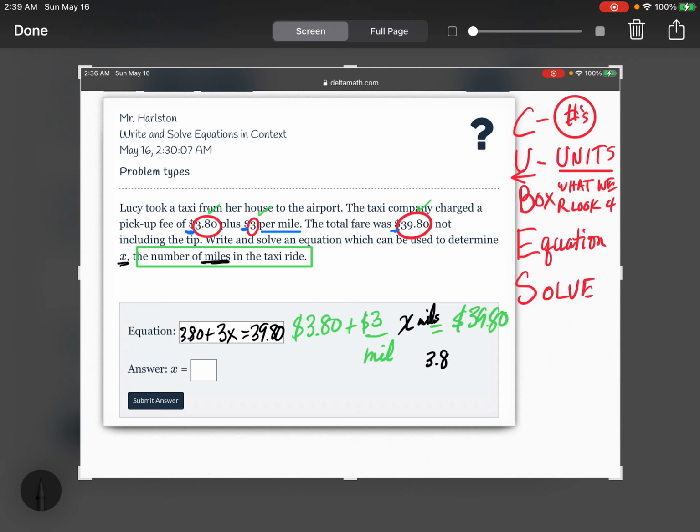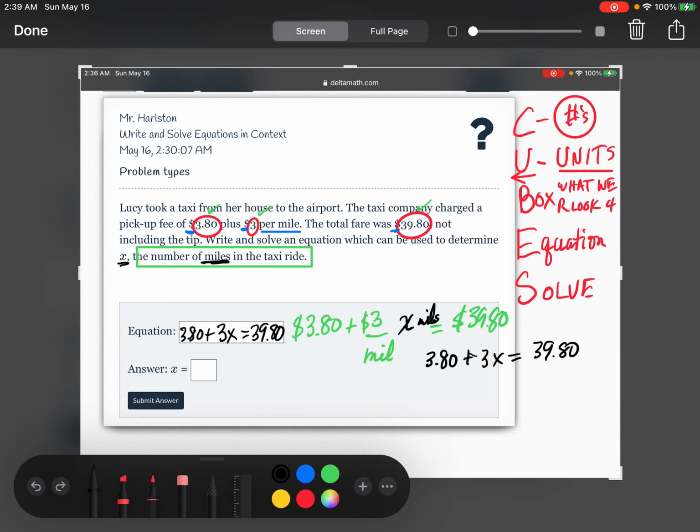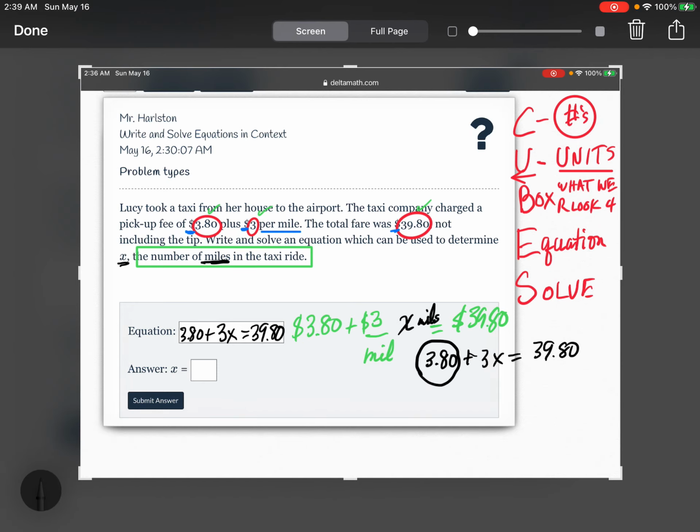So I'll write 3.80. And I'm going to use boxes and circles. This is what I've kind of taught. 39.80, right? This number will go into a circle. This one is going to go into a box. This one is going to go into a circle. Yep. So now, draw my line down the middle.